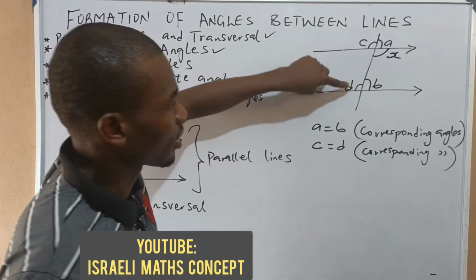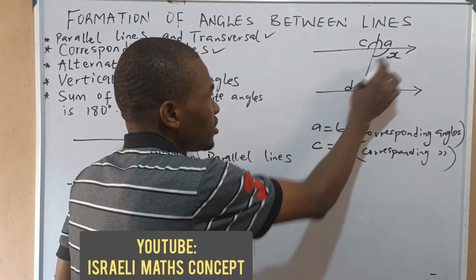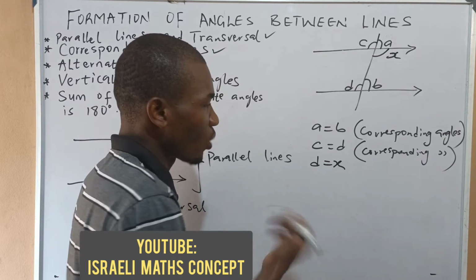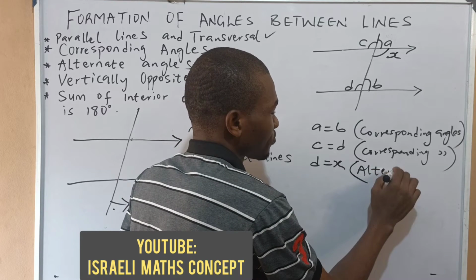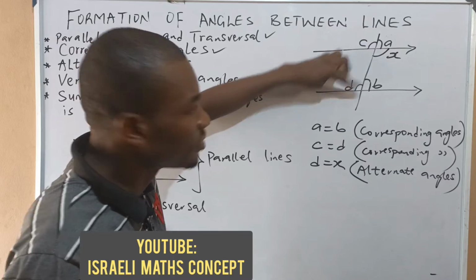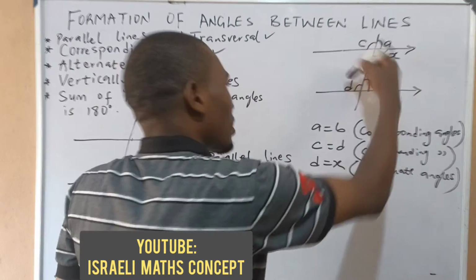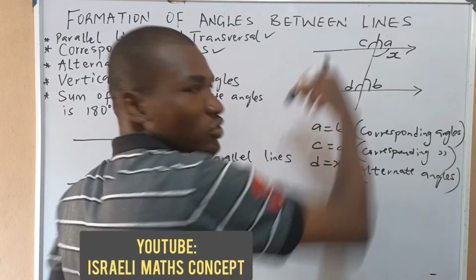Angle X and angle D are alternate. Hence, I will say that D is equal to X. And what is the reason backing it up? We call them alternate angles. A given angle of this form will be alternate to another given angle of this form. Just as it moves this way, the other one moves the other way.